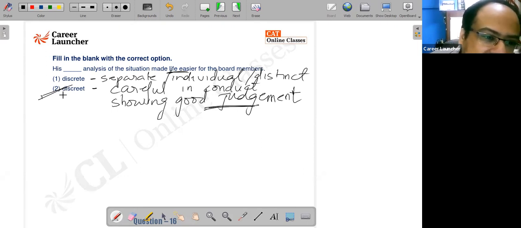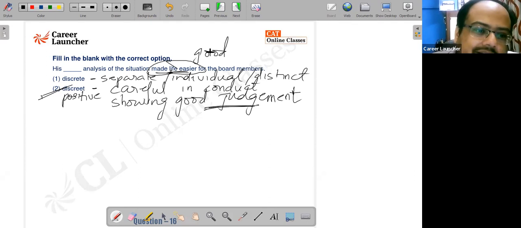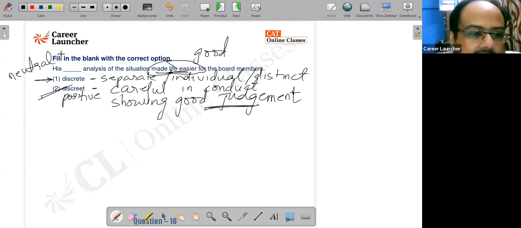Please note the second option. This word is positive in connotation. So why do we require a positive word? Because it is saying it made life easier. So when I say made life easier, this is something that is good. So that is why we prefer a word that is positive in connotation. The first option is generally considered neutral in connotation.